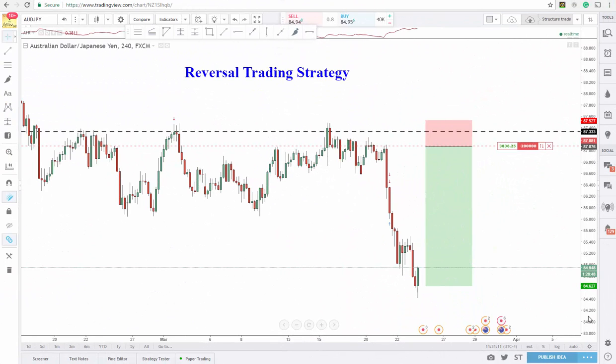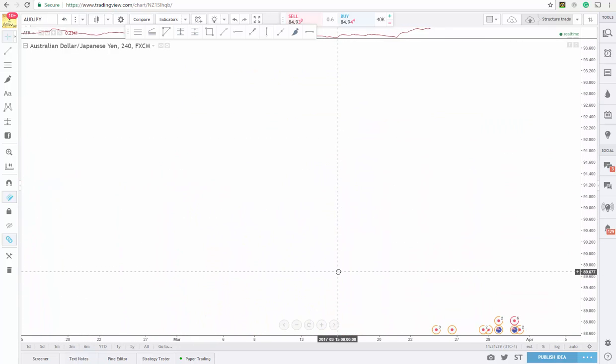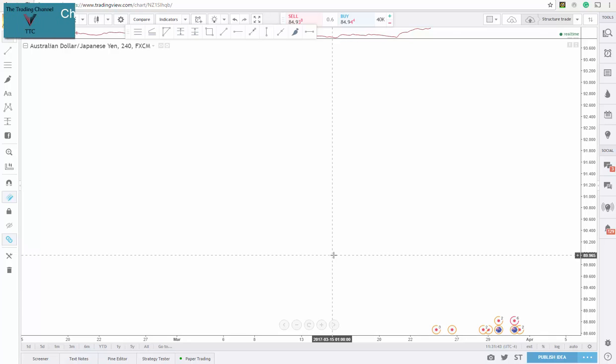Welcome back, guys. Alright, so before we get started and look at the Aussie yen trade, what I want to do first is teach you a little bit about this reversal trading strategy. As I said, this strategy is based completely on structure, and while I know that most of you probably already know how to read structure, I'm going to go up to a blank chart and show you exactly what I'm looking for in this reversal trading strategy. This will act as a refresher for those of you who already know about structure and will help any of you who are brand new to understand how to read structure.